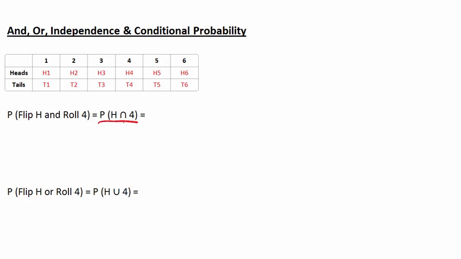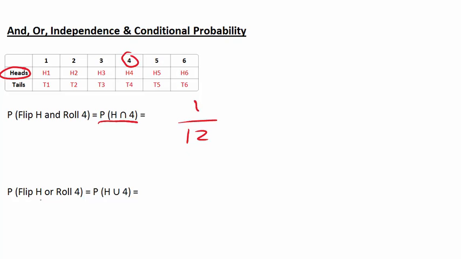P(H ∩ 4) looks like an upside down capital U. So that's the math symbol for and. You probably got that from class. So what I'm looking for is flipping heads and rolling a 4. And when we look at the overall sample space, we notice that there are 12 possibilities, and only one of them is flipping heads and rolling a 4, so 1 out of 12.